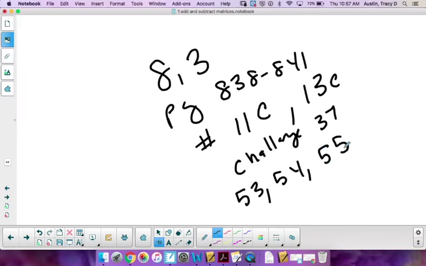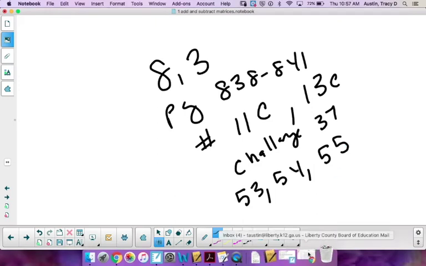Okay, so that's it for scalar multiplying and for transformations. The next thing we're going to talk about is going to be multiplying, and that's a little bit more difficult. Okay, so talk to you later.